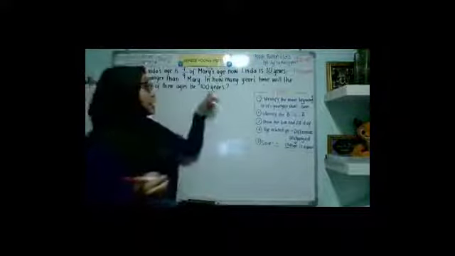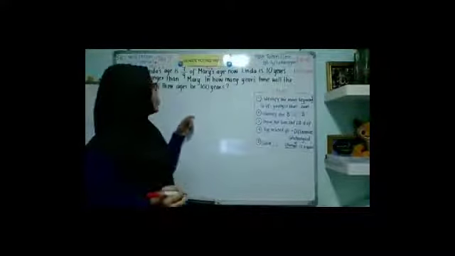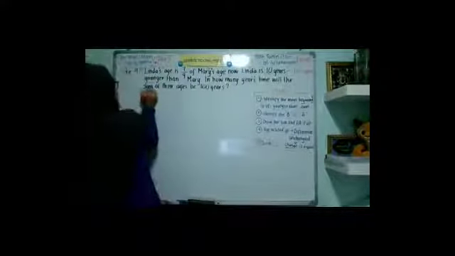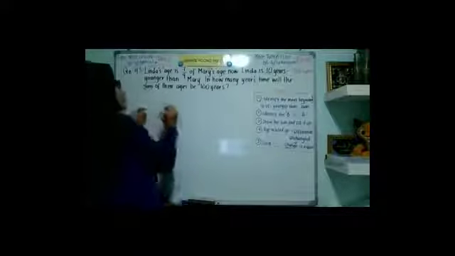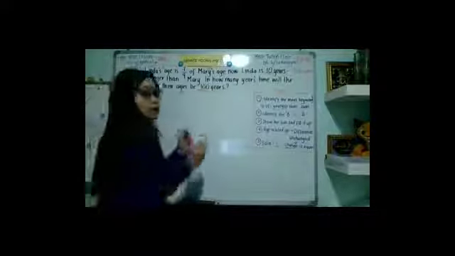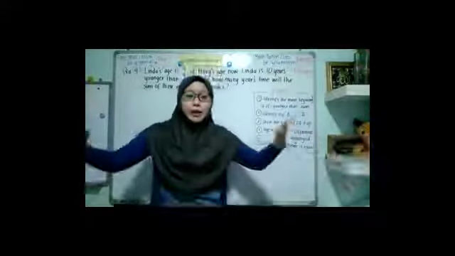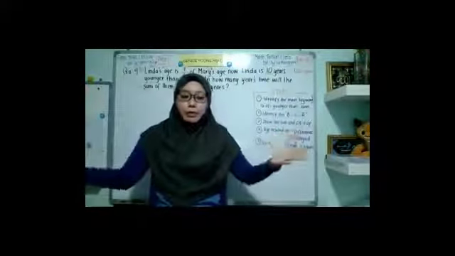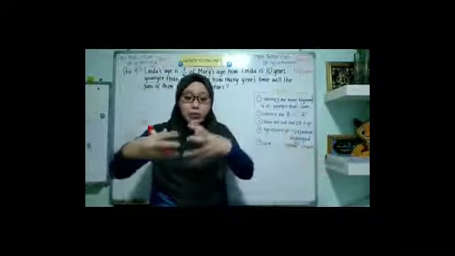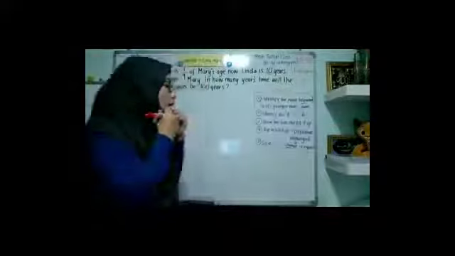Younger than Mary. In how many years' time will the sum, when I say sum, I mean I need to add the ages up, be 100 years? So I want to know how many years later will this Linda and Mary, when their ages add up together, give me 100 years. Okay, so how do I do that?